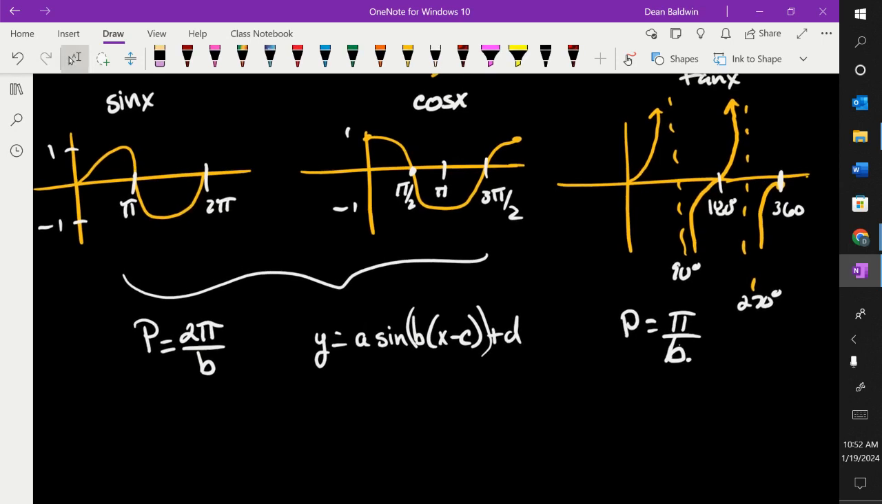All right. A sine b x minus c plus d. This is the transformation equation just put into a trig function, right? And then they changed the h and k to c and d for whatever reason. How do you find the a value? And what does the a value represent on a sine? It could be a cosine graph as well. It's the amplitude. So a is the amplitude.